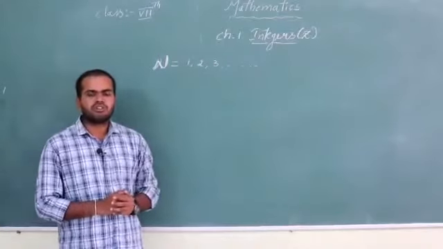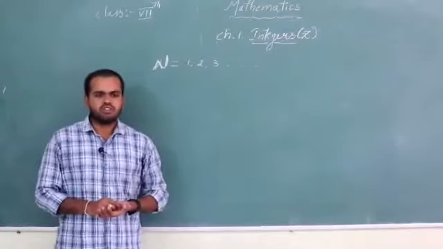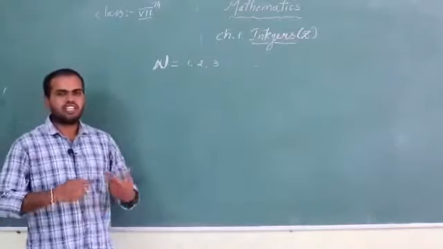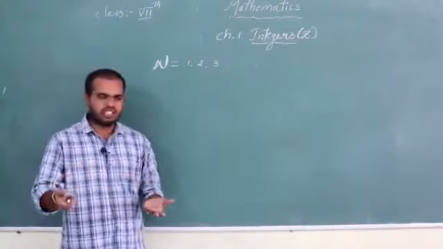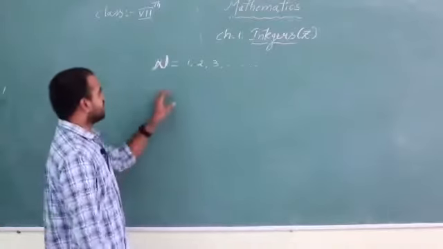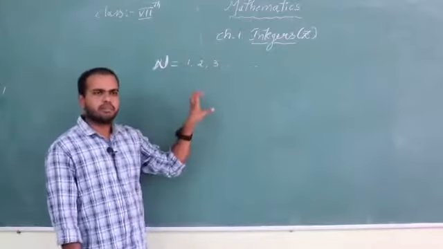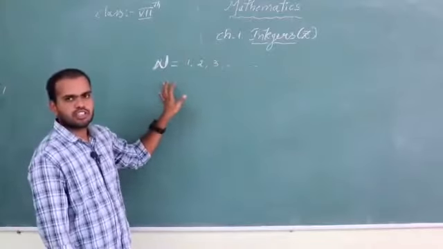Because if you want to count something, say you have some chocolates and you want to know how many chocolates you have, definitely we will start from 1, 2, 3 and check how many you have, right? So the natural numbers we also call counting numbers. Counting numbers and natural numbers are both the same.